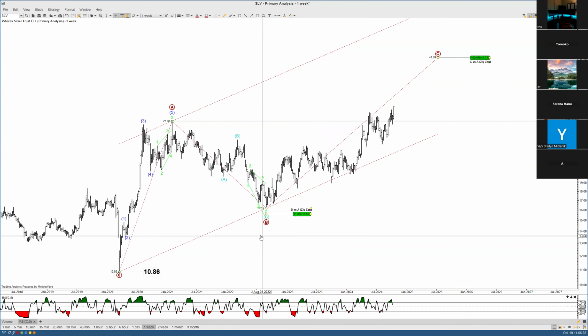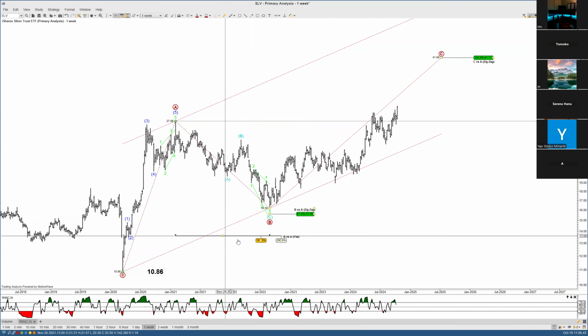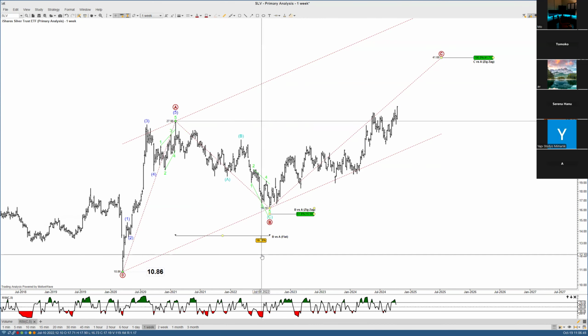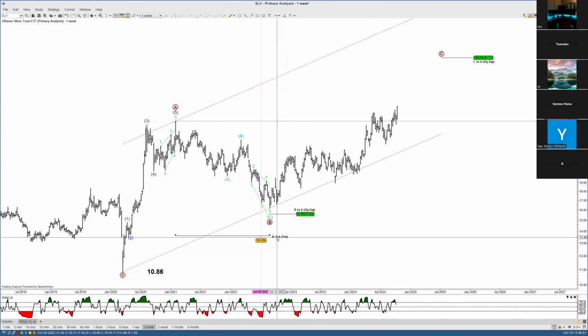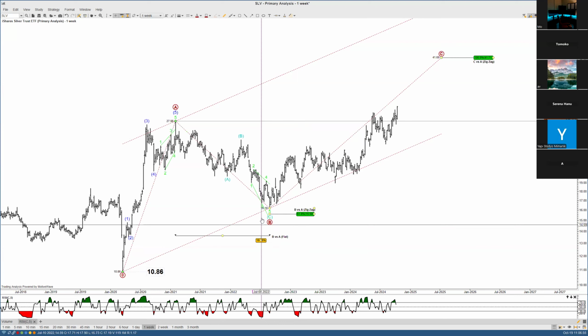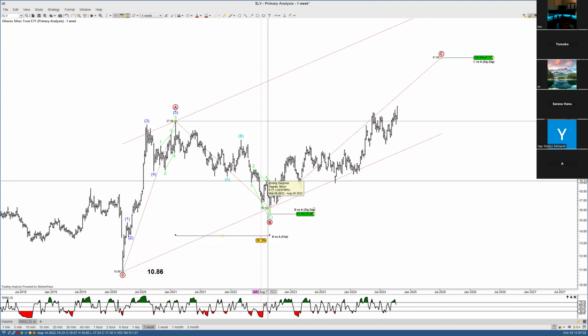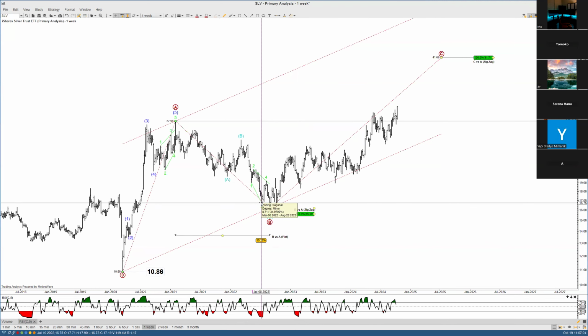Let's do some timing first. So C versus A was supposed to be ended here. So C 61.8. So 61.8 was supposed to be ended here on this bar. It did respond right from there.